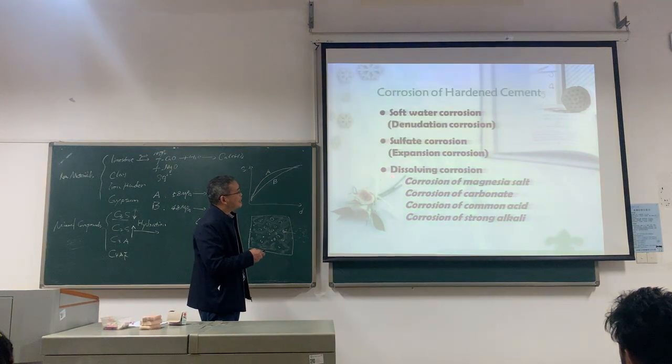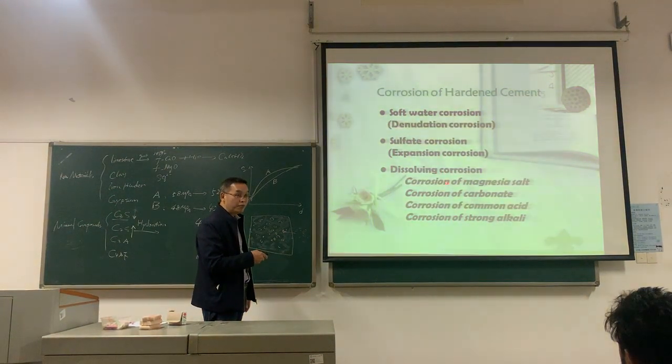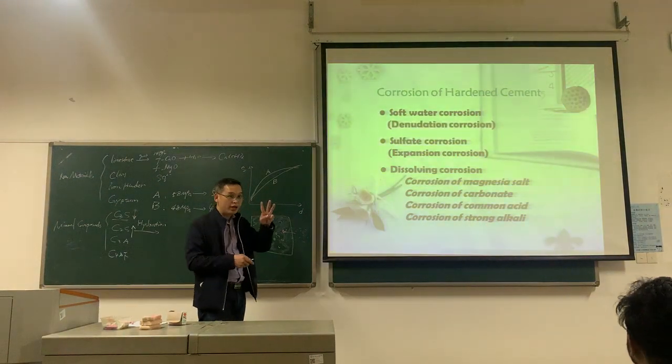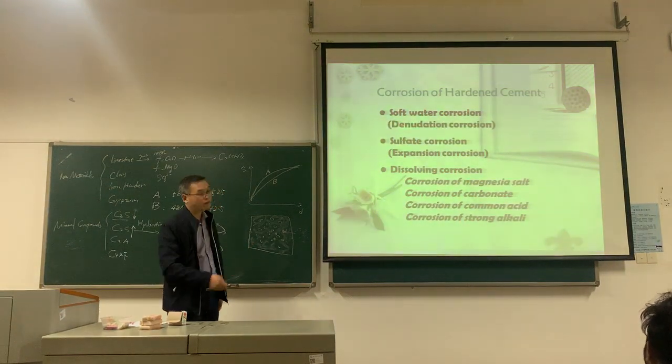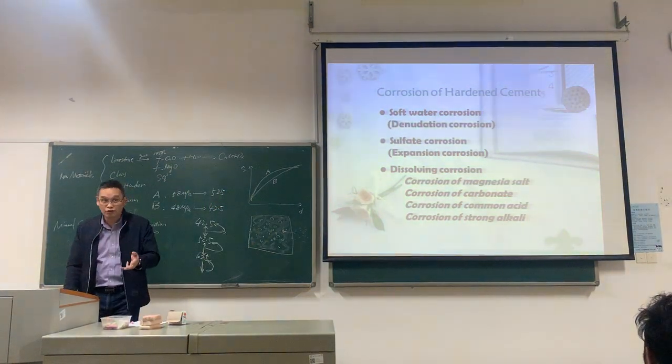And the third one is the dissolvent corrosion. It consists of many kinds of different corrosions, such as magnesium salt, carbonate, chlorine oxide, and strong acid. So there are three main kinds of corrosion. The first one is soft water corrosion. We need to know what is soft water corrosion.